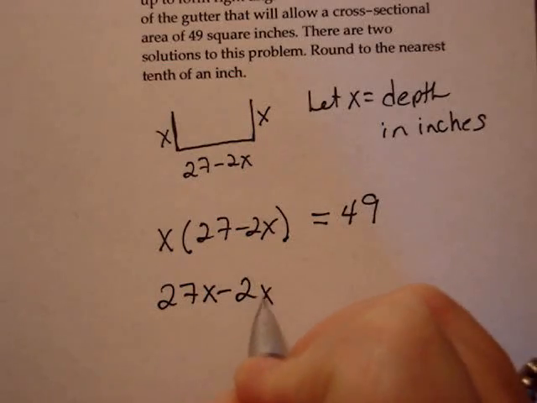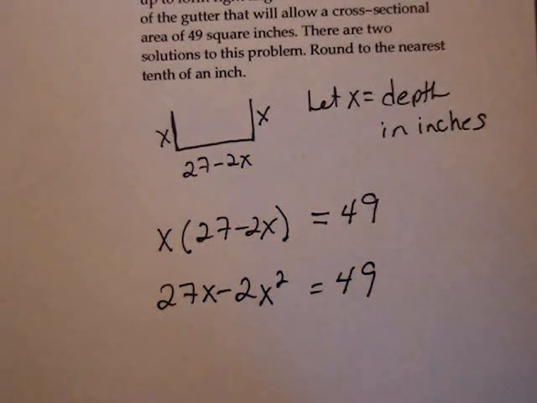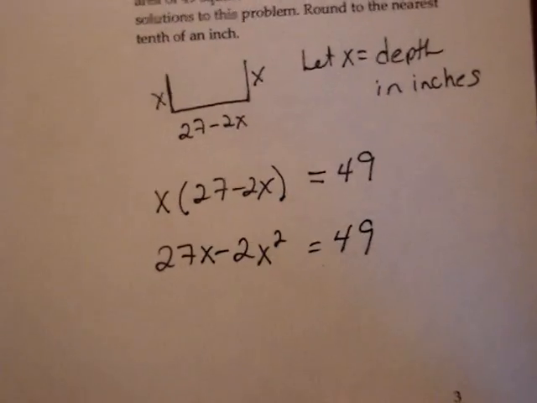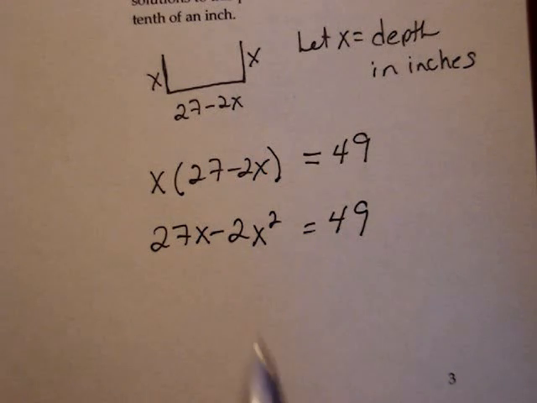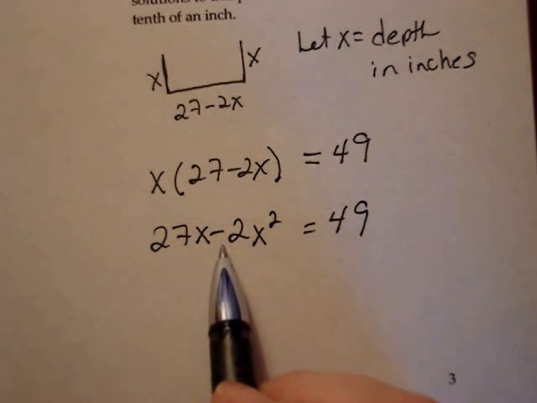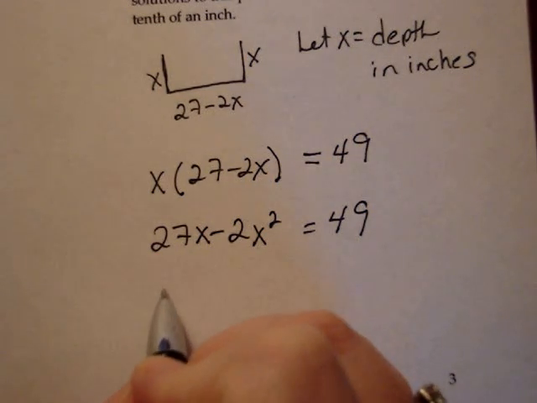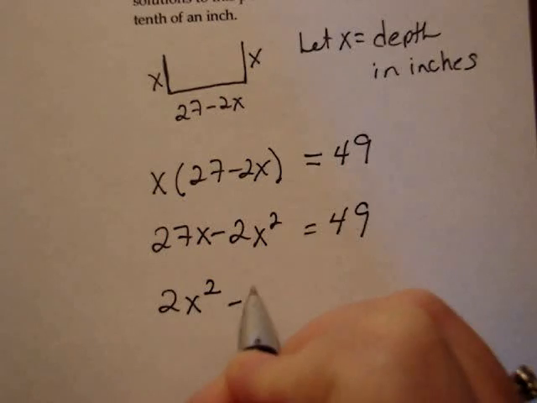Okay, so now I have a quadratic equation that I need to solve, so let's start by distributing. 27x minus 2x squared is equal to 49. Okay, let's now set it equal to 0. I think you guys can handle it, by actually moving everything to this side, because remember I don't like negative leading coefficients, but I'm going to put the 0 on this side, so you guys will understand what I'm talking about.